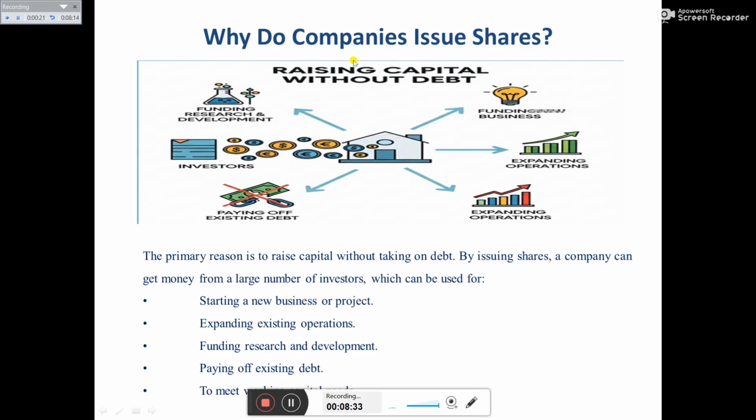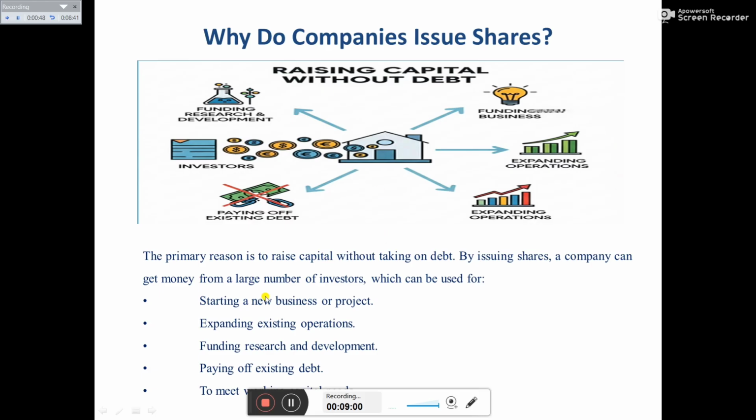Raising capital without debt. That means if the company has debt, ಸಾಲ ಇದ್ರೆ, they can issue equity shares. Equity share means ಯಾರು ಪರ್ಚೇಸ್ ಮಾಡ್ತಾರೋ they become owner of the company ಆಗ್ಬಿಡ್ತಾರೆ. Once the owner purchases the share, ಅದು ಸಾಲ ಅಂತ ಆಗಲ್ಲ, their capital ಅಂತ ಆಗ್ಬಿಡುತ್ತೆ. So raising capital without debt is one of the major reasons why a company goes for issuing shares.